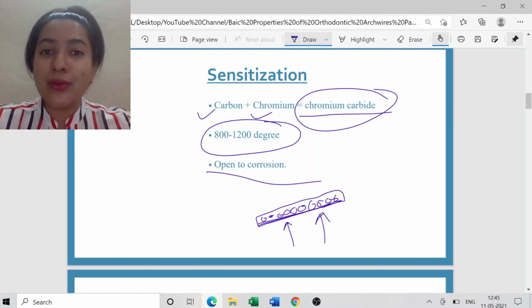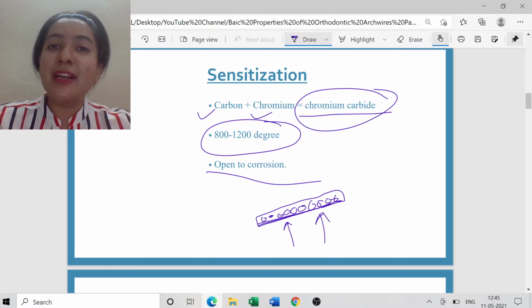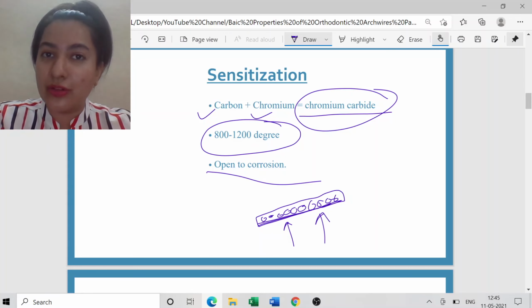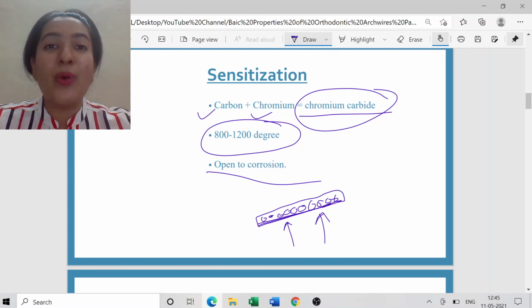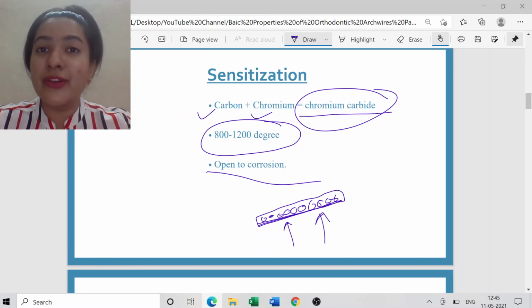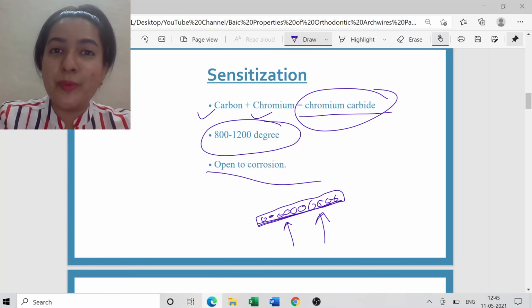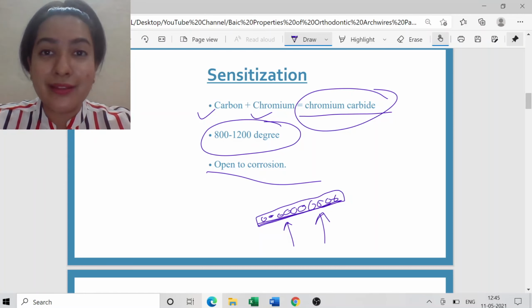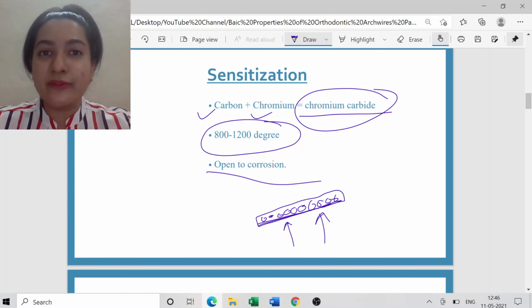So that is known as sensitization. That is, on heating the wire at 800 to 1200 degrees Celsius, it becomes sensitized to corrosion. It becomes open to corrosion. Why? Because of the formation of a layer of chromium carbide. And how does it form? Because chromium and carbon react together and come onto the surface of the wire.